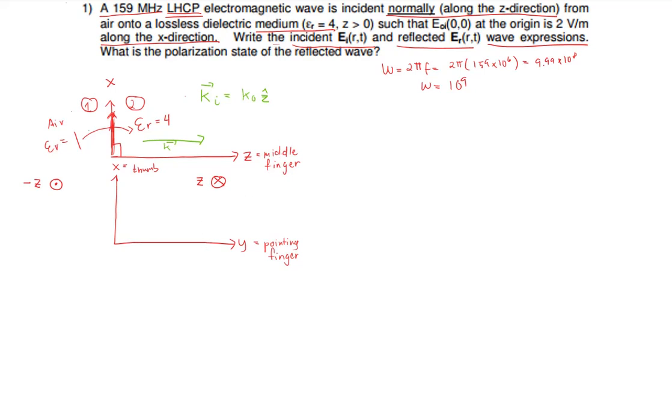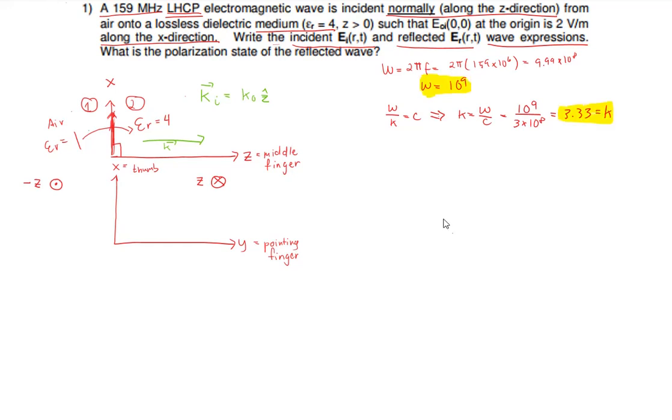Now if we're going to calculate the value of k, we can do so with this relationship: omega over k is equal to c. Therefore k is simply omega over c, and that's 10 to the 9th divided by the speed of light, 3 times 10 to the 8, which comes out to be 3.3. That's going to be our k.